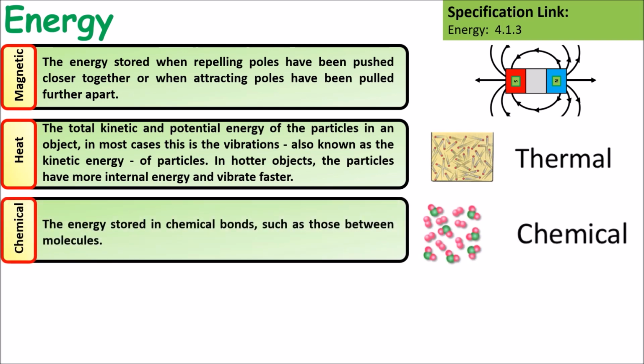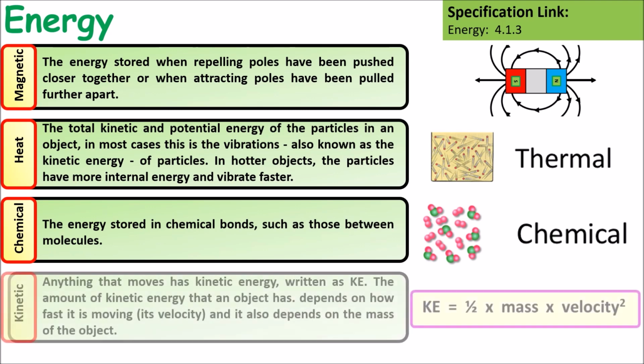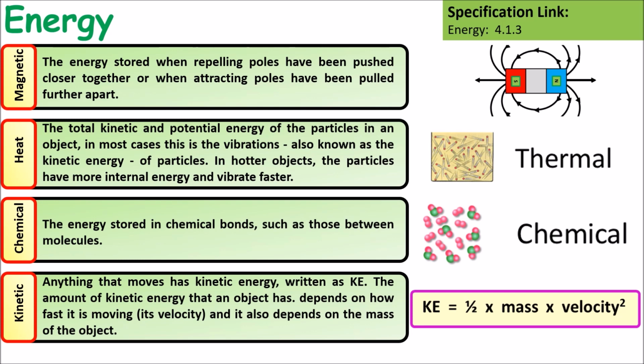You have chemical energy. This is energy stored in chemical bonds, such as those between molecules. Kinetic energy. Kinetic energy is talking about the energy of moving objects.